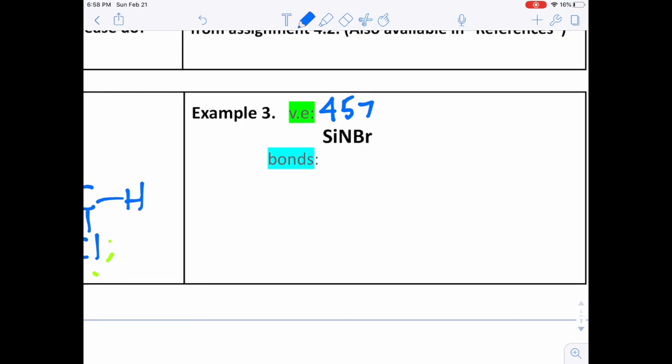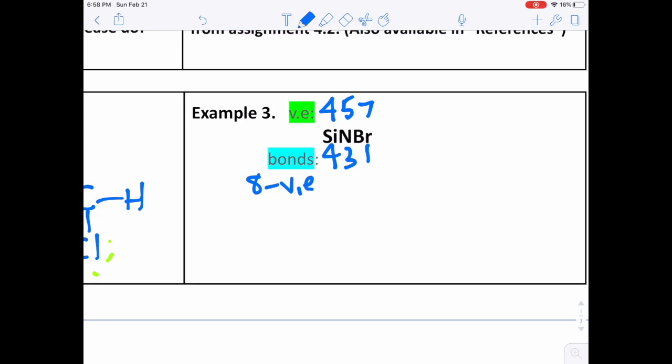Now to get the number of bonds, I'm going to subtract 8 minus the valence number. So 8 minus 4 is 4. 8 minus 5 is 3. 8 minus 7 is 1. So this Si with the 4 bonds, that's a lot like carbon, isn't it? It's exactly like carbon in how it will bond.